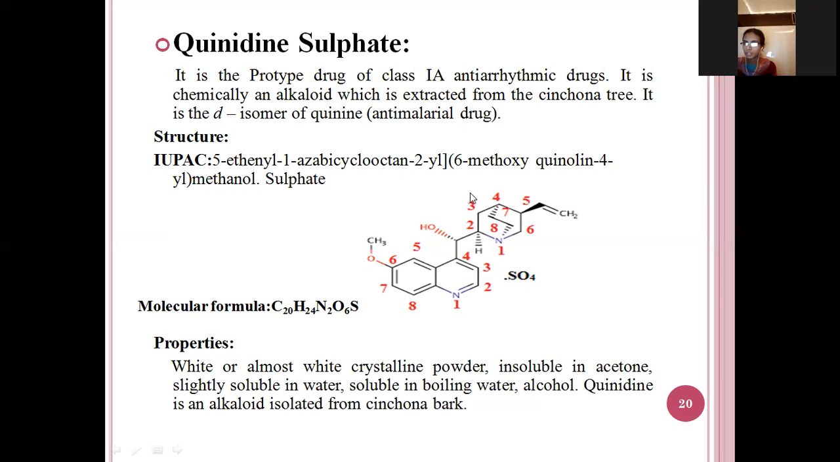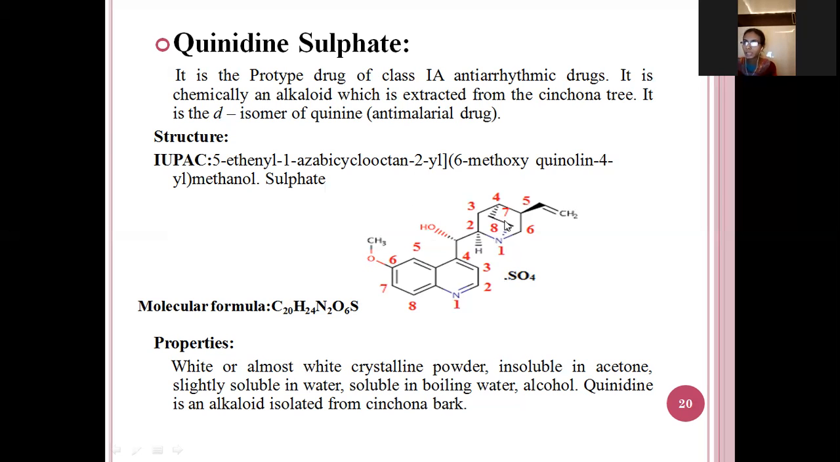If you see the structure here, this is the quinoline. In the 6th position, the methoxy group is attached, and the 4th position of the quinoline is attached to methanol. See here, CH3OH. Here is methanol, and here aza bicyclo.